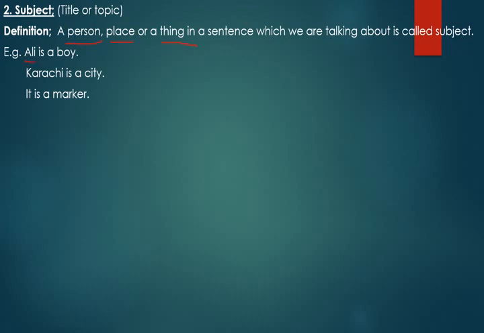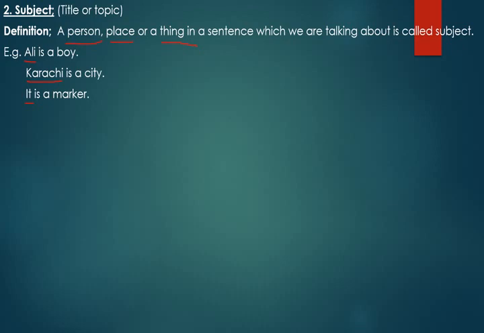I say Karachi is a city. Karachi is not doing an action. Karachi is over here the name of a place, and it is a marker. Suppose I say it is a marker, it is not performing an action. So you can say that subject has two definitions. The first one is that the subject does something in a sentence, or doer of an action, and in the second, the subject is not the doer of an action.